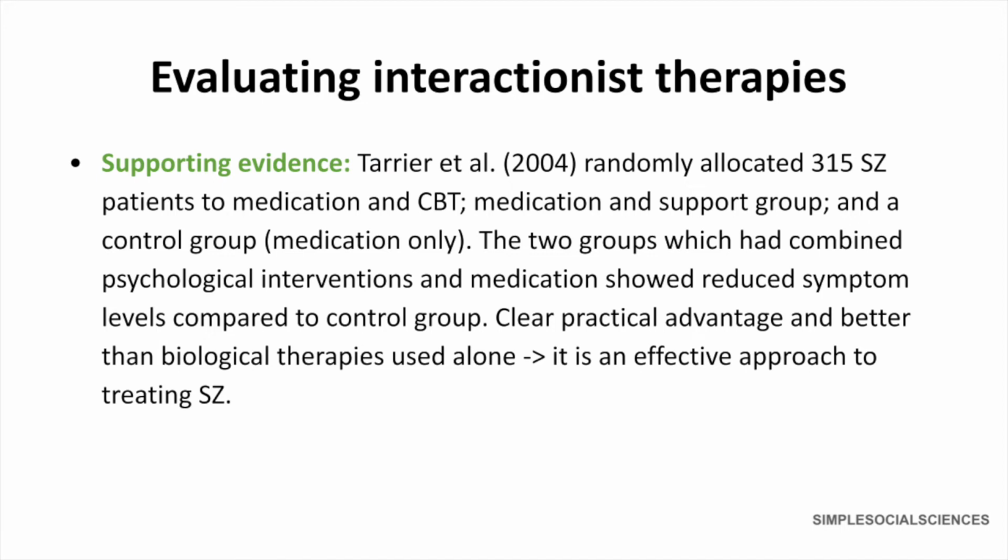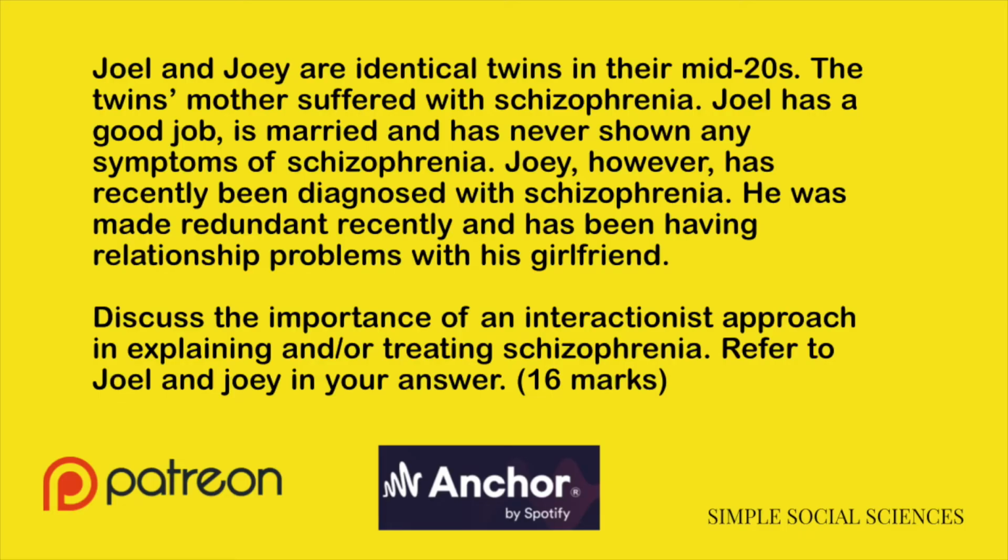When looking at interactionist therapies, there is plenty of supporting evidence to show that it's the most effective method. Tarrio et al. randomly allocated 315 schizophrenic patients to medication and CBT, medication and support group, or a control group which just had medication only. It was found that the 2 groups that had combined psychological interventions and medication showed reduced symptom levels compared to the control group. This clear advantage shows that interactionist therapies are better than biological therapies alone, and actually it's an effective approach to treating schizophrenia.